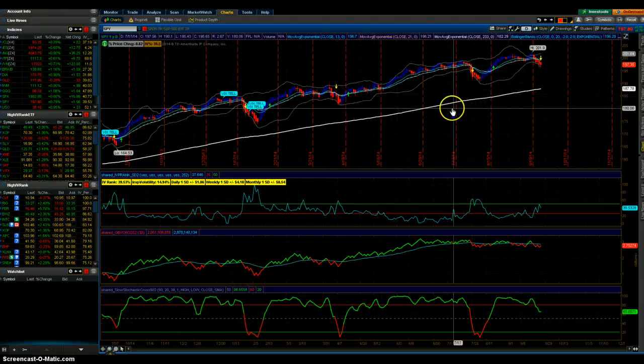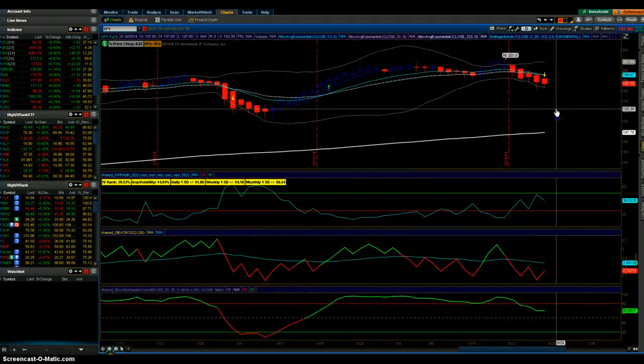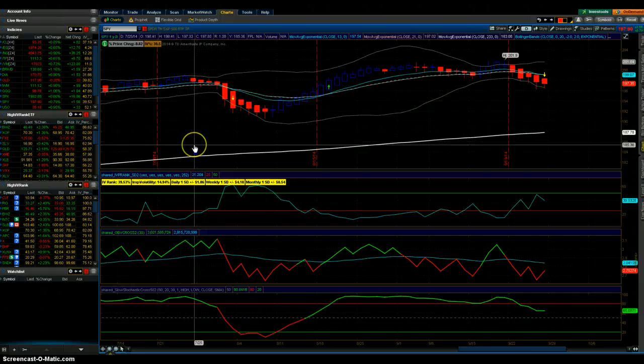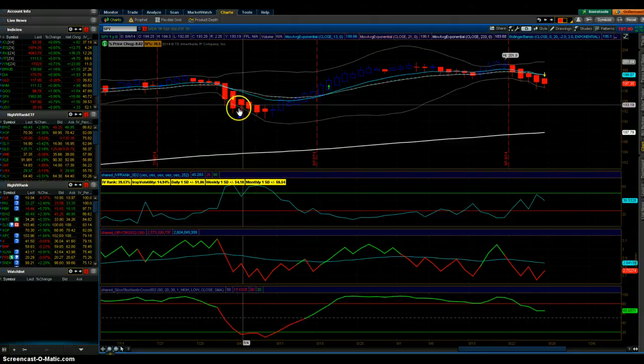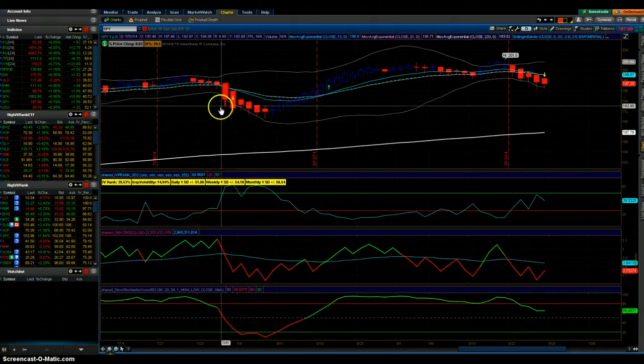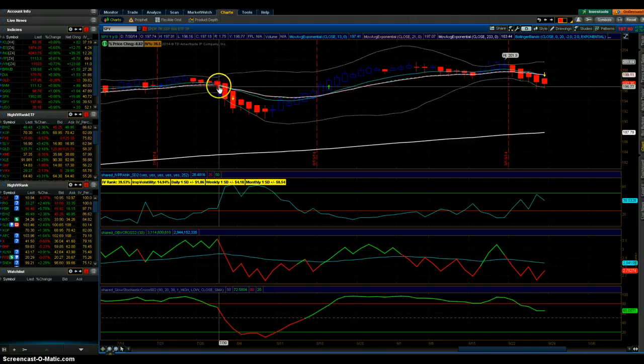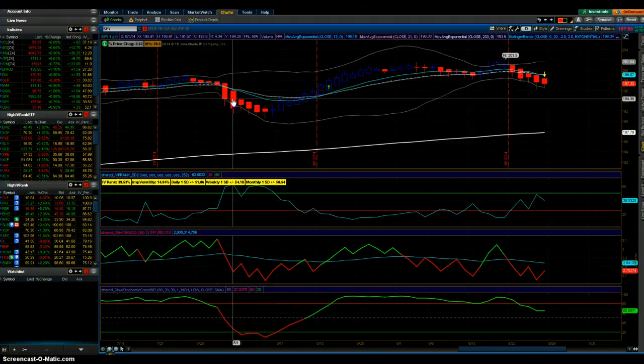So let me zoom in for 3 months, and you can get a closer look. Okay, so the light blue line is the 13-day moving average. The pink line is the 21-day moving average. As you can see here, there's a yellow arrow right there. That just means the 13-day crossed below the 21-day moving average and triggered that yellow arrow, which is a bearish signal.